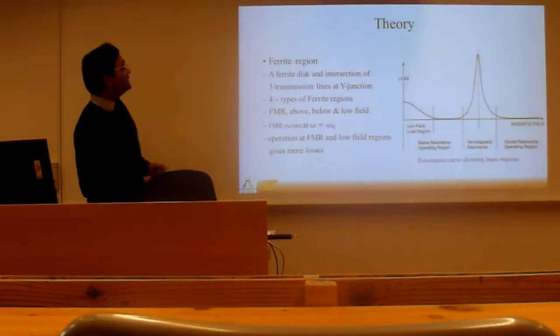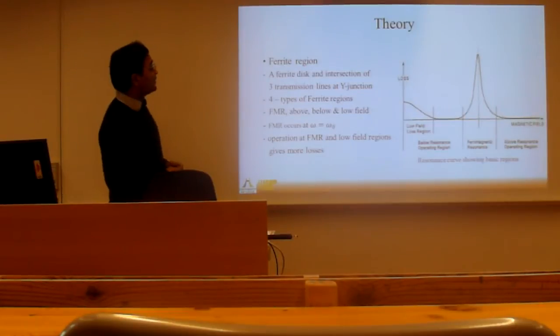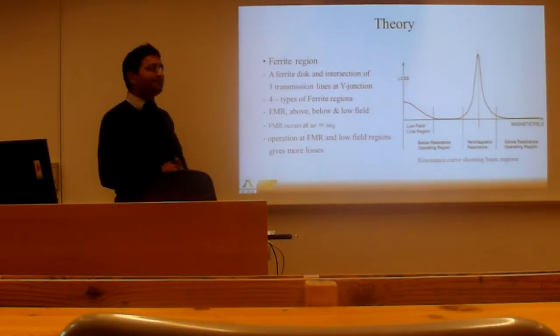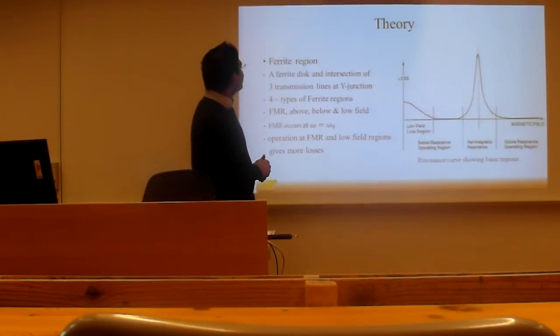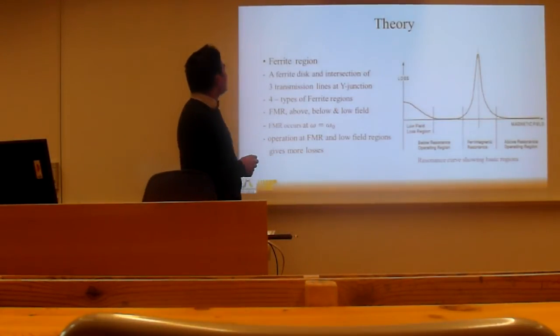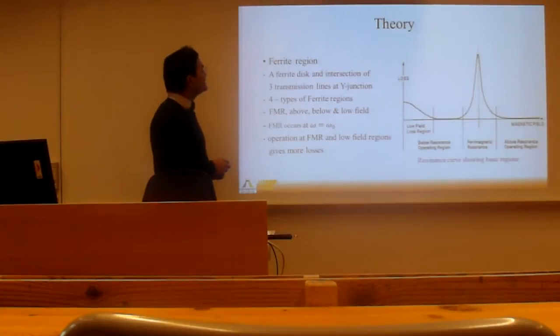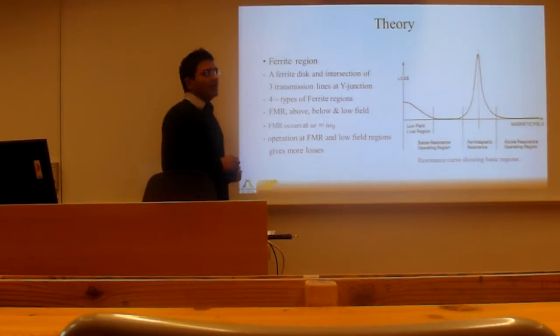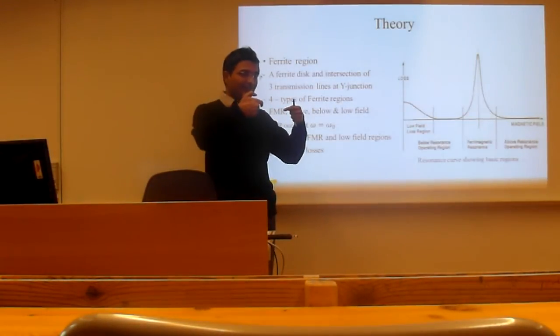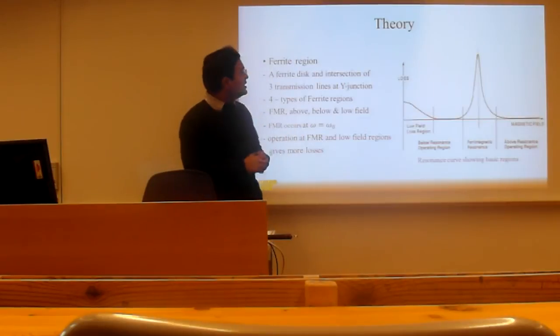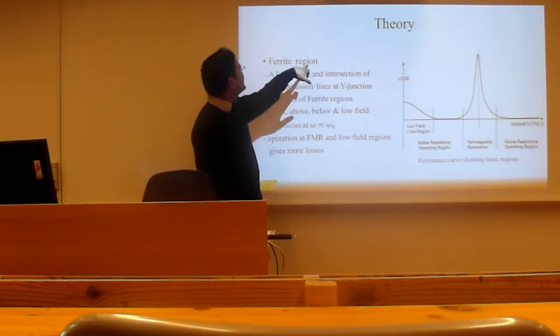In the second part of the theory, I will talk about the operation of the circulator based upon the material that I have selected. First, the ferrite region. A ferrite is an intersection of three transmission lines at a Y junction. When you have a ferrite disk and three transmission lines, they will meet at one point. It's called the Y junction. This is the point where the ferrite region occurs.